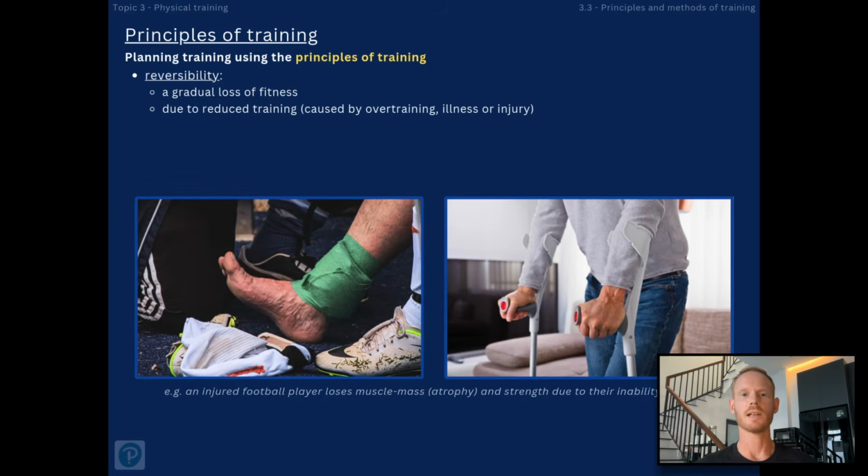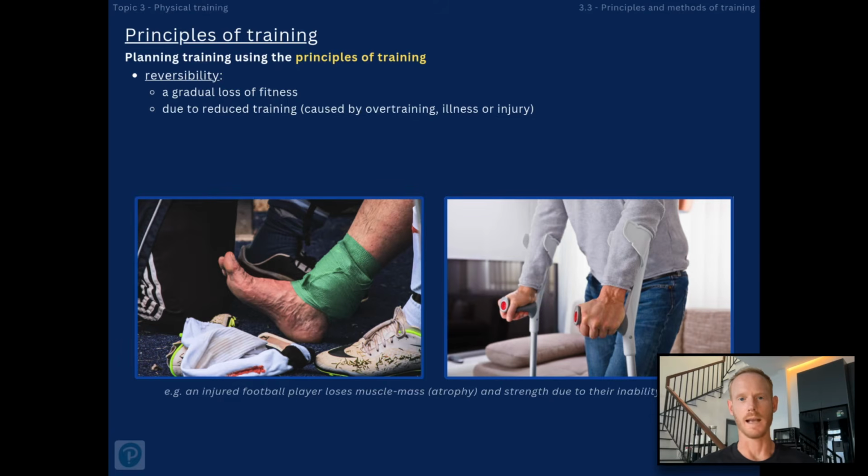Reversibility means gradually losing fitness instead of progressing or remaining at the current level. In other words, training effects are reversible and fitness benefits will be lost if training intensity falls or breaks from training are taken. For example, a football player who's unable to train due to injury will experience atrophy or a reduction in muscle mass.